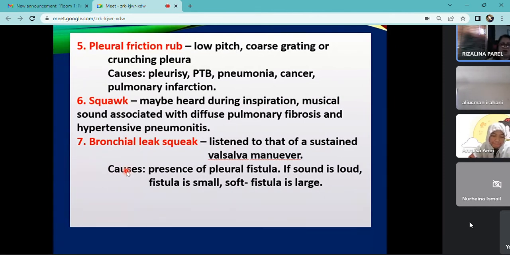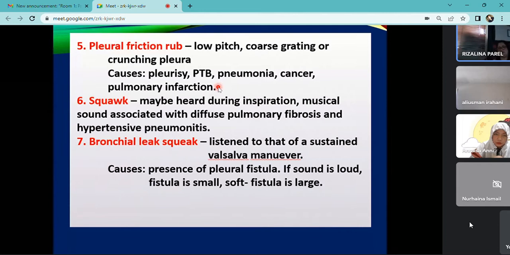In cases of pleurisy, and PTB that is already a severe type, there will be a pleural friction rub. Also in severe pneumonia, cancer, and pulmonary infarction, wherein the visceral pleura is already involved and has adhered to the parietal pleura. Okay. Number 6 is squawk.